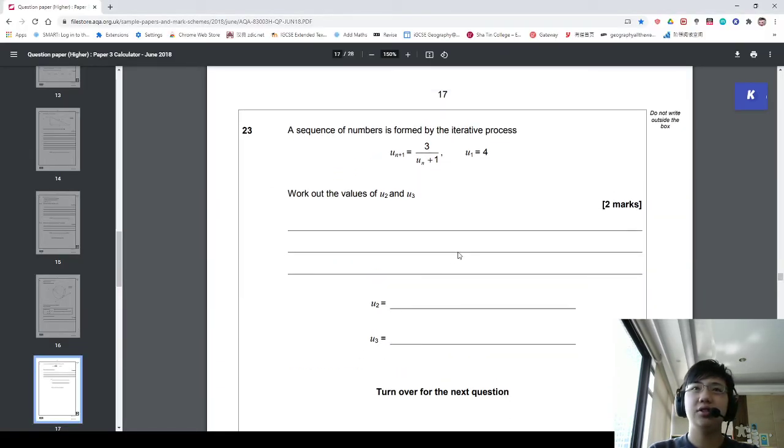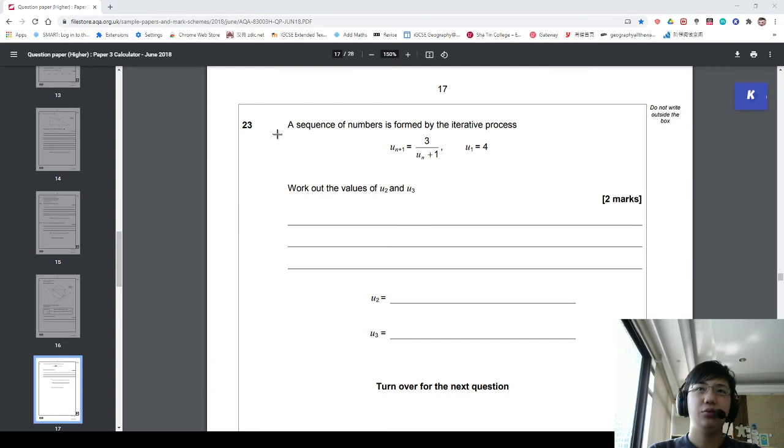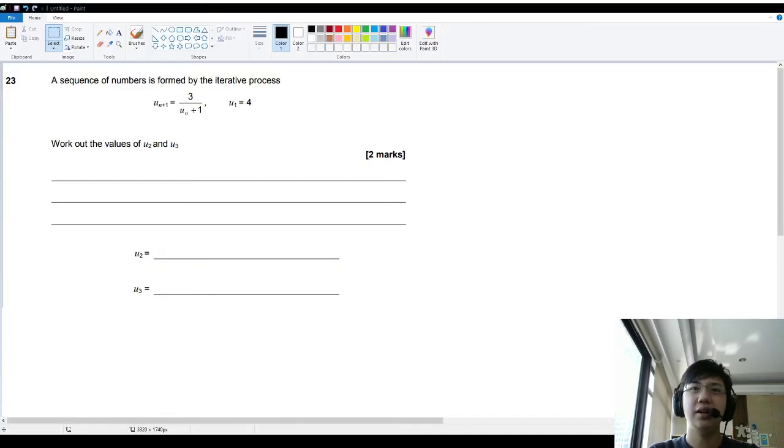Moving on to question 23. A sequence of numbers is formed by an iterative process, so a recursive sequence. U n plus 1 equals 3 over u n, plus 1. U1 equals 4. And we need to work out the values of u2 and u3, so the next values in this sequence, which require the previous value in the sequence. And we are given the first value, so we can figure out the second value and figure out the third value from the second value.